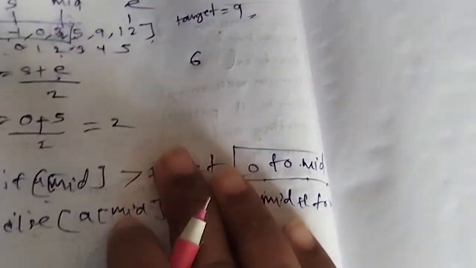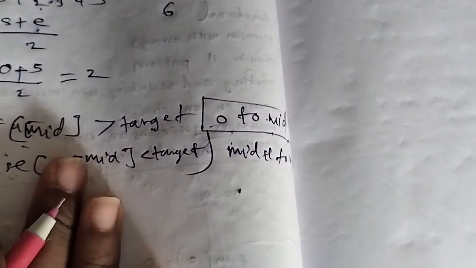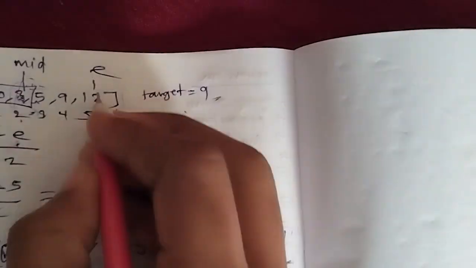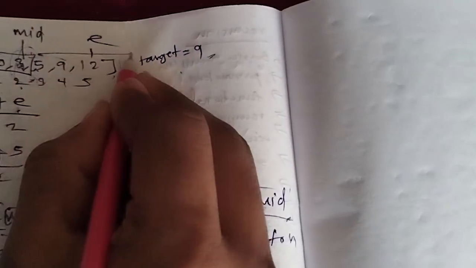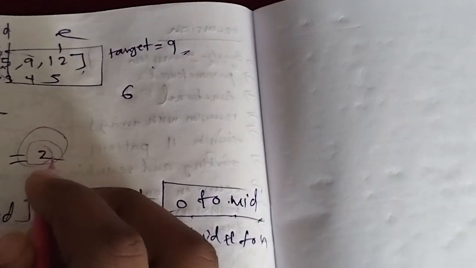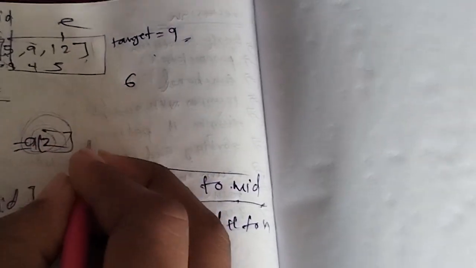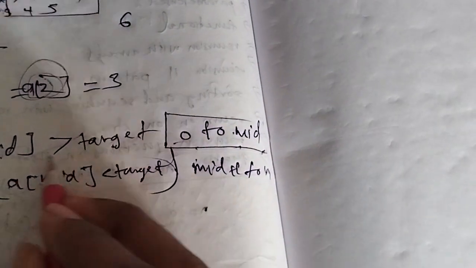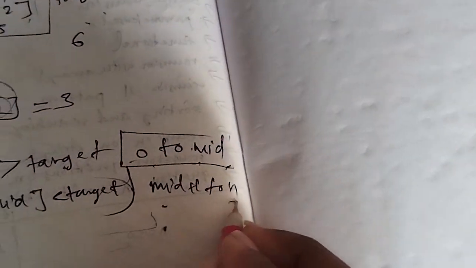So let's dry run for most cases. Here we will be going from here to here. Why? Because index 2, a of 2, which is 3, is less than the target. That means the target is in between mid plus 1 to n.